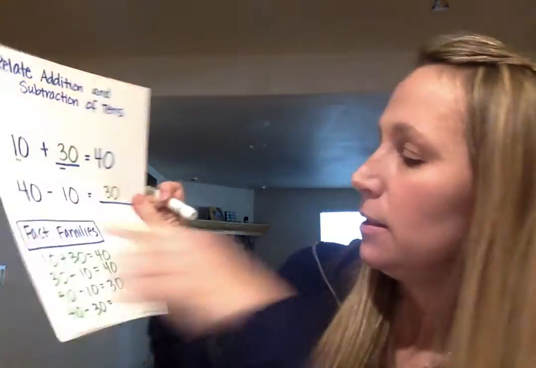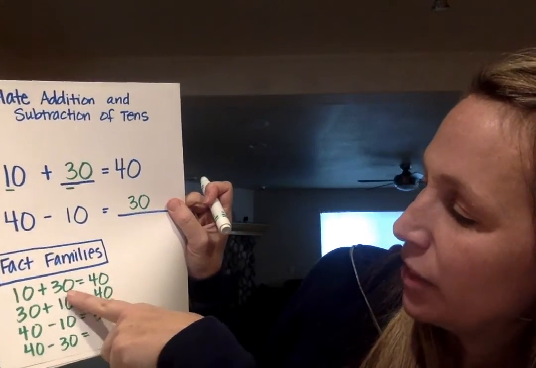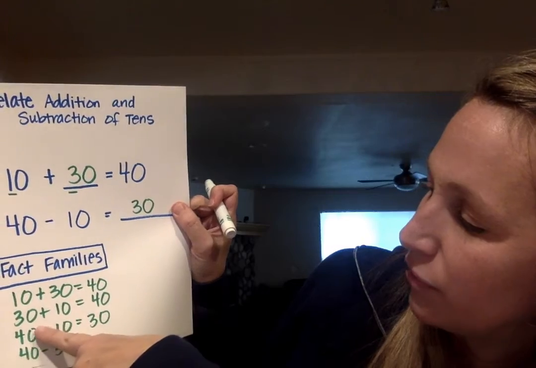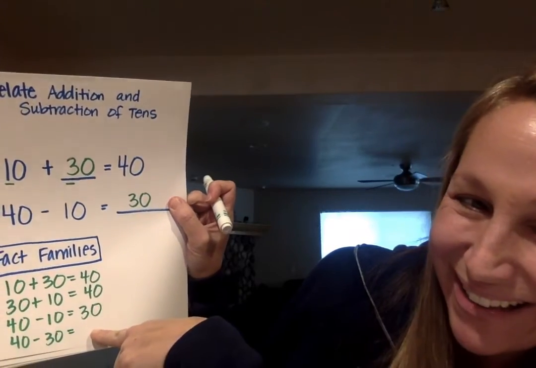And then I start with 40 again. Take away 30 equals, let's see, we've used a 10, a 30, and a 40. Yeah, it would be 10 because we're going to use all the same numbers.